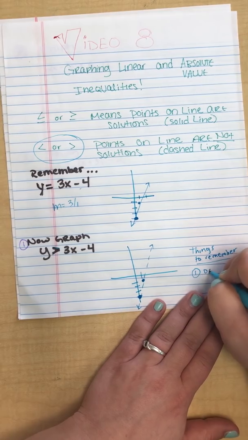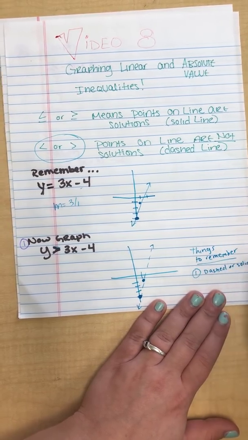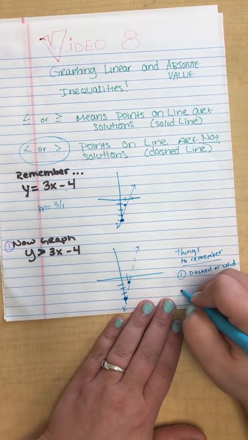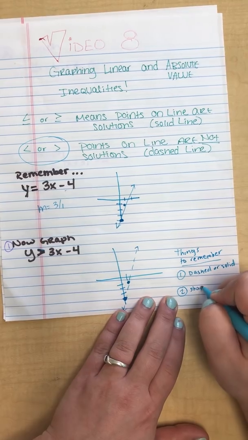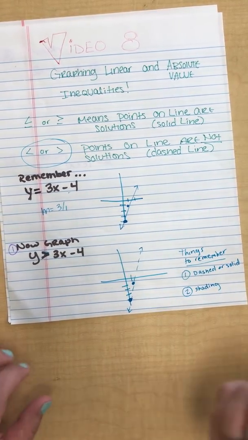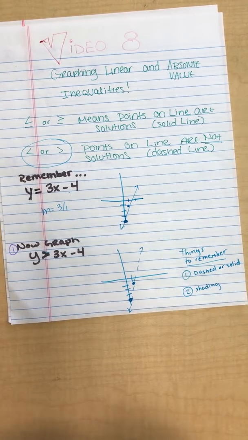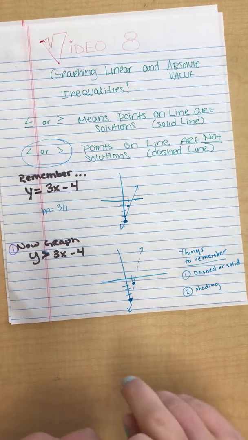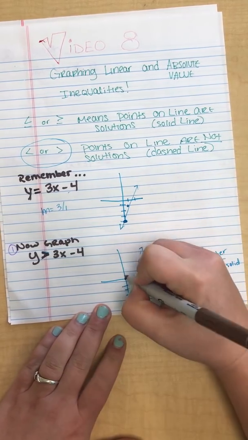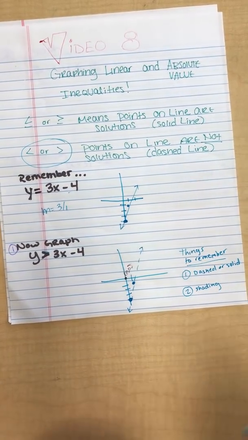So 2 extra things you need to remember. First is dashed versus solid. Is your line going to be dashed or solid? The second thing you have to remember is shading. When you shade, you're going to pick a point that's not on the line. So if 0, 0 doesn't fall on your line, that's the easiest one to pick. So 0, 0 is right here. Again, if 0, 0 is not on the line, you can pick that one.